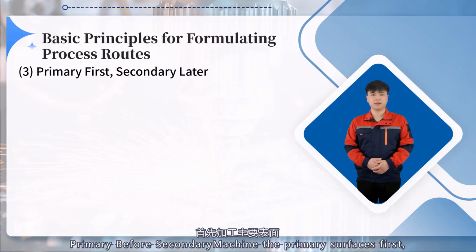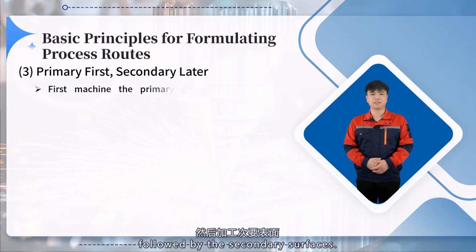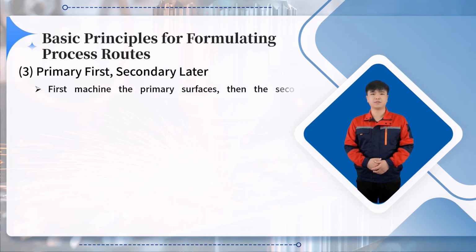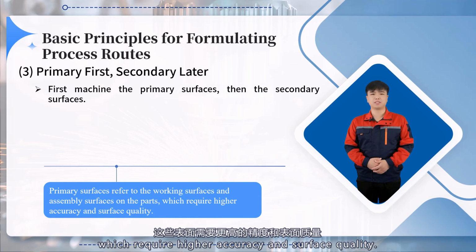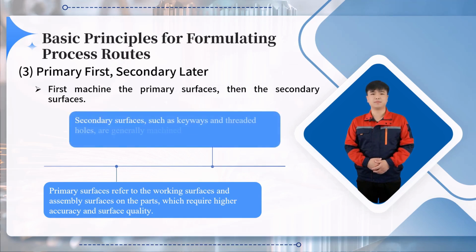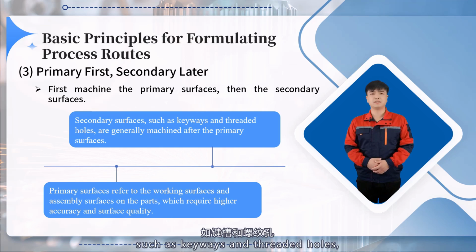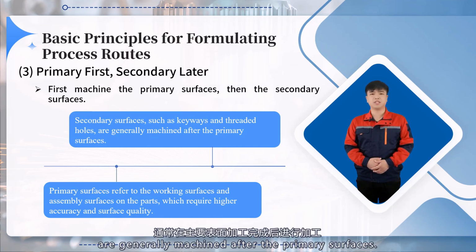C. Primary before secondary. Machine the primary surfaces first, followed by the secondary surfaces. Primary surfaces refer to the working surfaces and assembly surfaces of a part which require higher accuracy and surface quality. Secondary surfaces, such as keyways and threaded holes, are generally machined after the primary surfaces.